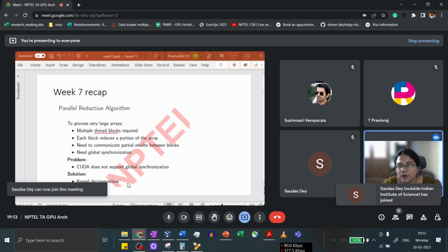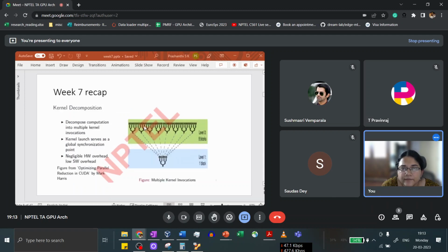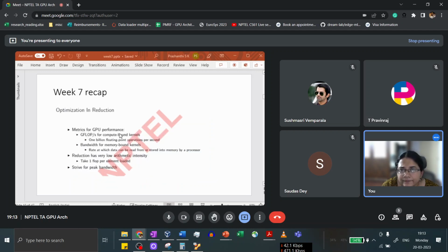So instead, what can you do? You can decompose the kernel itself. What we do is take the computation and break it down into multiple kernel invocations, and this kernel launch serves as a kind of synchronization. That's the broad intuition over how we are doing this. With that, I think we have one more recap slide.